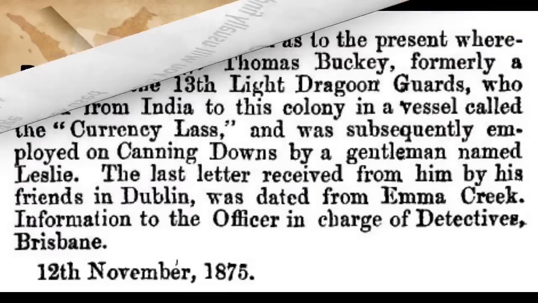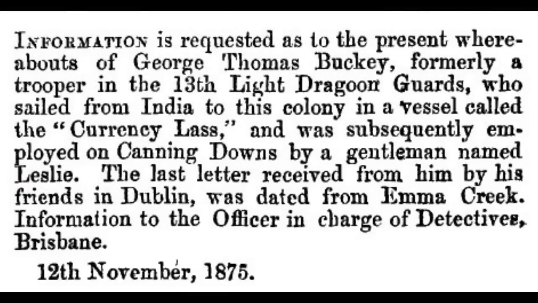This article shows you an example of what you may find in a police gazette. A missing persons notice was published on the 12th of November 1875 for George Thomas Buckie and reads as follows. Information is requested as to the present whereabouts of George Thomas Buckie, formerly a trooper in the 13th Light Dragoon Guards, who sailed from India to this colony in a vessel called the Currency Lass, and was subsequently employed on Canning Downs by a gentleman named Leslie. The last letter received from him by his friends in Dublin was dated from Emma Creek, information to the officer in charge of detectives, Brisbane.